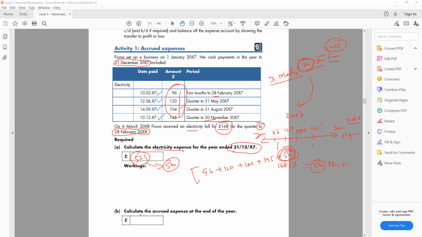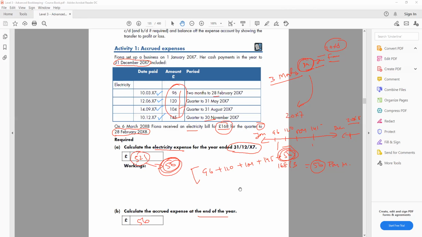The next one is asking to calculate the accrued expense at the year end. For the year end, my accrued expense is 56. That's it, basically, the accrued expense. This is the way you can calculate that.